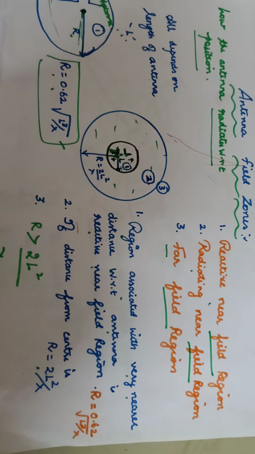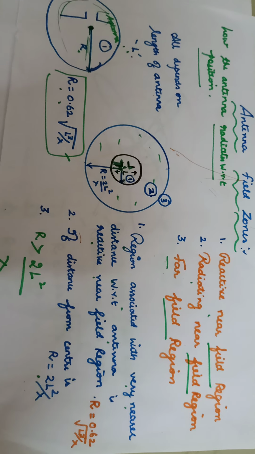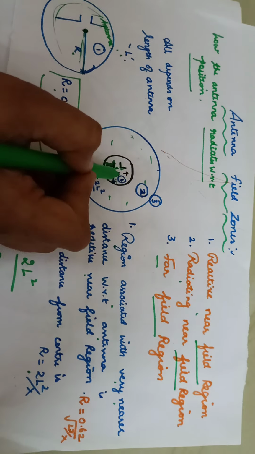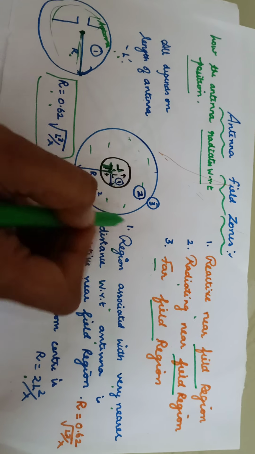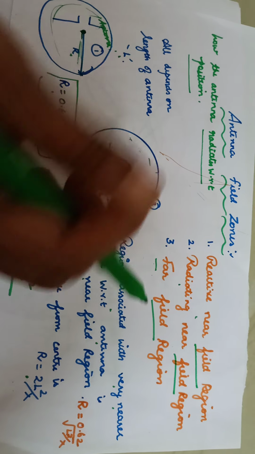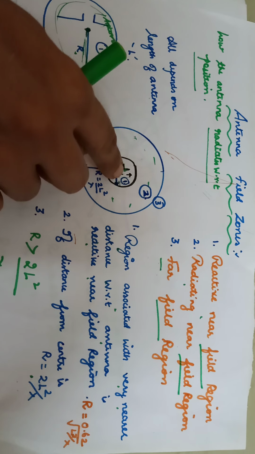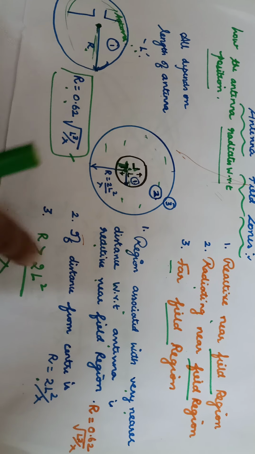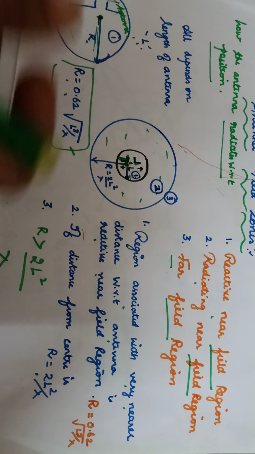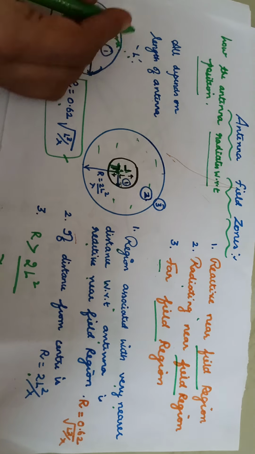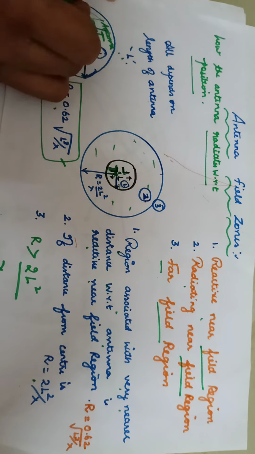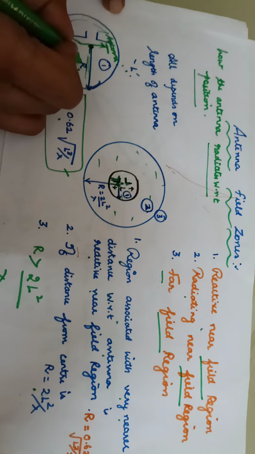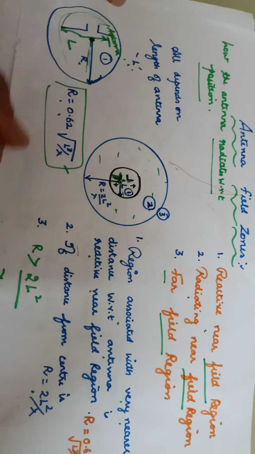What is the advantage of learning this? We are going to understand how the antenna radiates in these different positions. If we keep it here, what will be the radiation pattern? If the antenna is kept at this distance from the origin, what will be the radiation pattern? If it is kept at a radial distance greater than 2L square by lambda, what will be the radiation pattern? So we will be learning like that. L refers to the length of the antenna and R is the radial distance. These are the parameters we are using here.